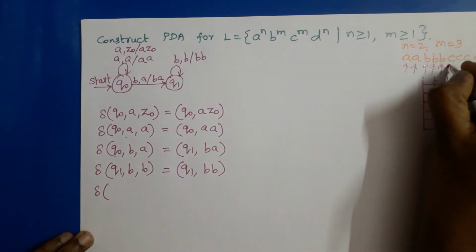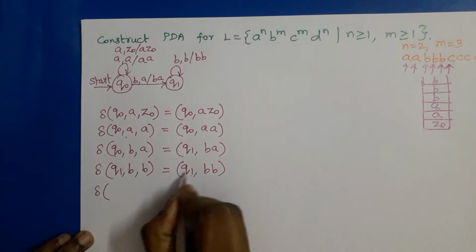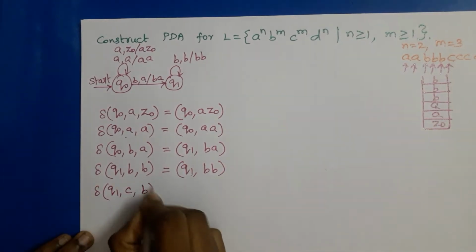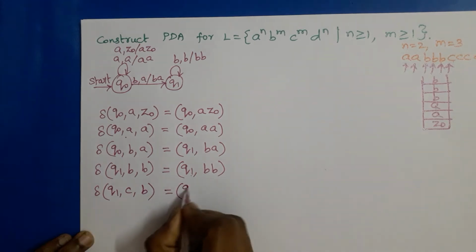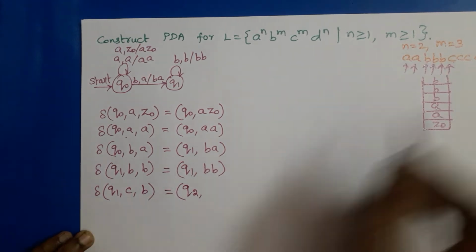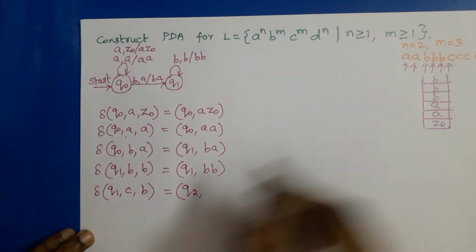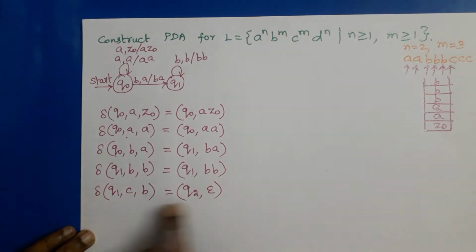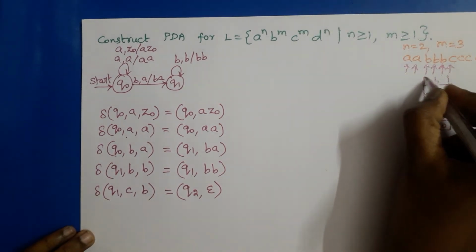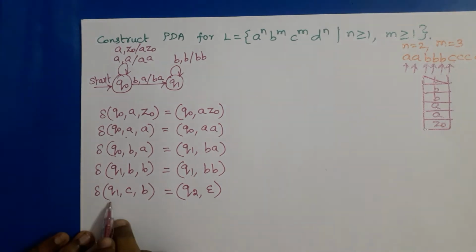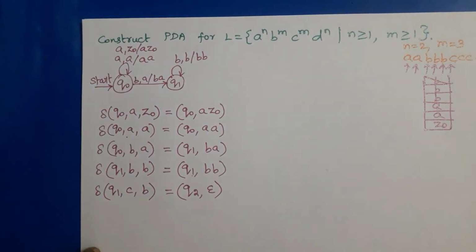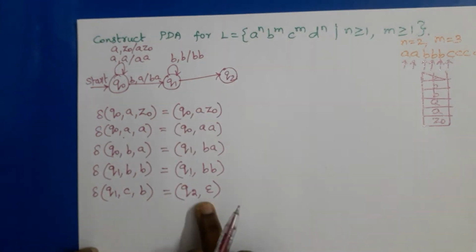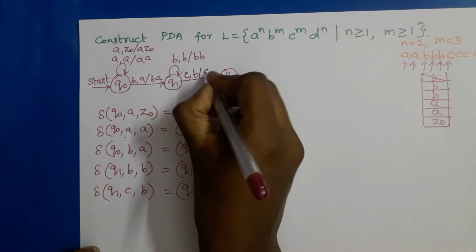Now the next input is C. So we are in state Q1, input symbol is C, and the top of the stack is B. So we have to go to Q2, and for each C we need to pop one B from the stack, right? So pop means we have to write epsilon. So this epsilon replaces B on top of the stack, meaning this B is popped from the stack. So from Q1 to Q2, Q1 to Q2, C comma B slash epsilon.